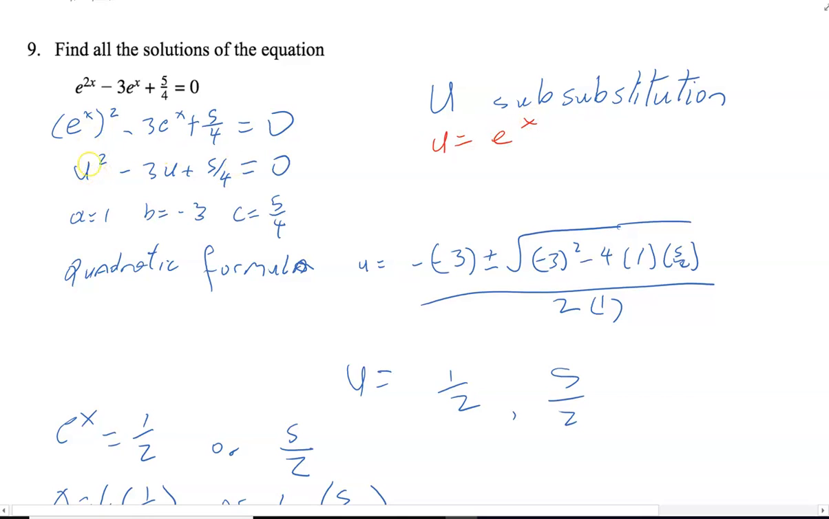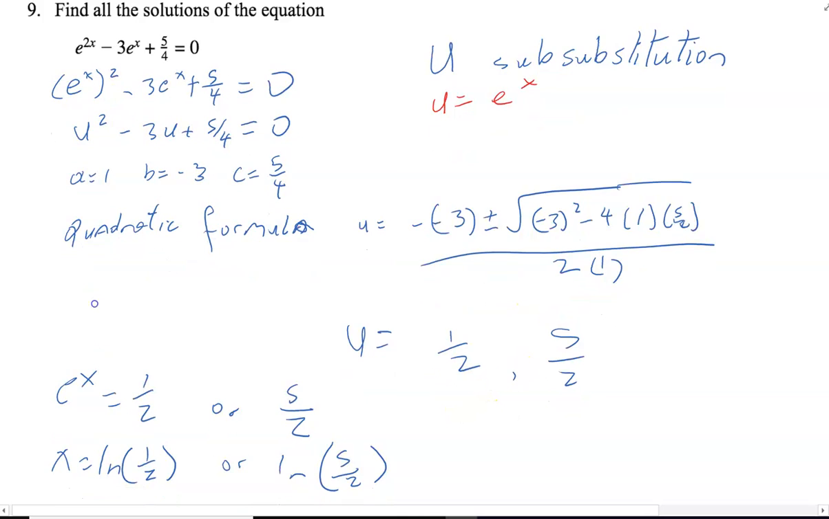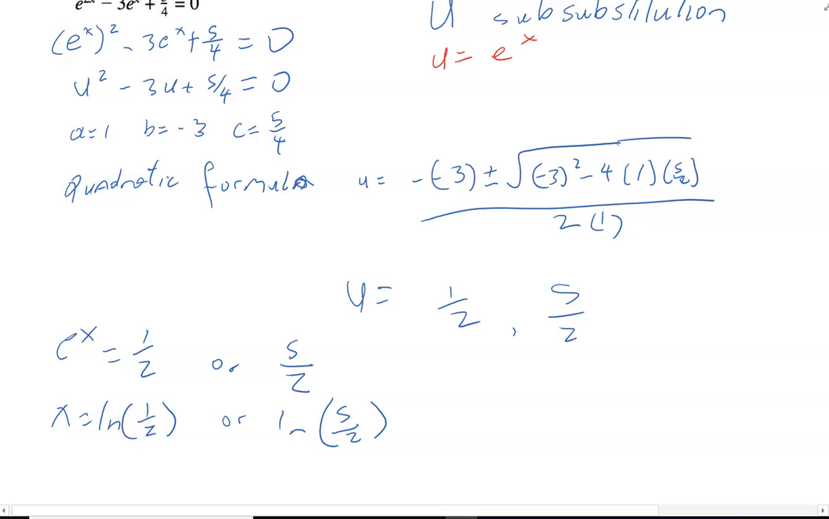Replacing e to the x with u, we have u squared minus 3u plus 5 over 4 equals 0. Then we know this is a quadratic, so we can use the quadratic formula. Here a is 1, b is negative 3, and c is 5 over 4. Plug those into the quadratic formula, and we end up with u equal to 1/2 and 5 over 2.